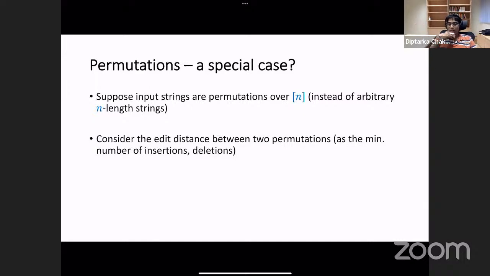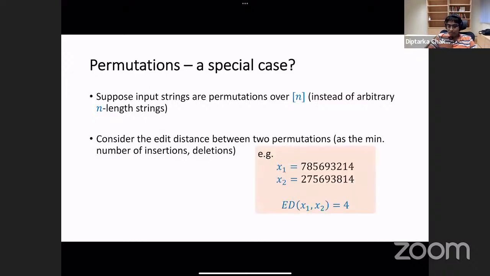Okay. So what is the edit distance between two permutations? It is the minimum number of insertions and deletions, exactly the same as how we define the normal edit distance, but don't consider the substitution operation. I have to make sure that after applying these edit operations, I also end up at a permutation. So that's why let's restrict ourselves to insertion and deletion.